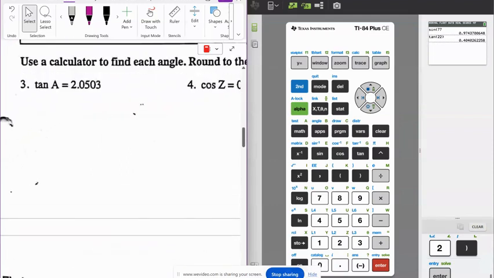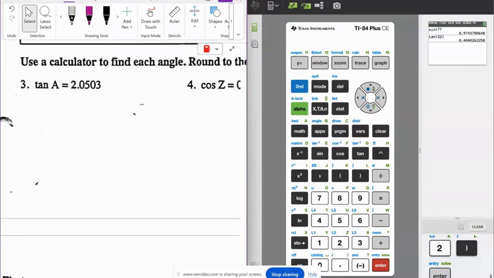Okay, so this is saying the tangent of some angle A is equal to 2.0503. What does this mean? It means we have a right triangle. We have an acute angle A. If I pair the side across from angle A over the side adjacent to angle A, I'm going to get this ratio that's in decimal form right here. And what I'm asking you is what angle would make that ratio? What angle, if I pair the side across from it to the side adjacent to it, will make this ratio?